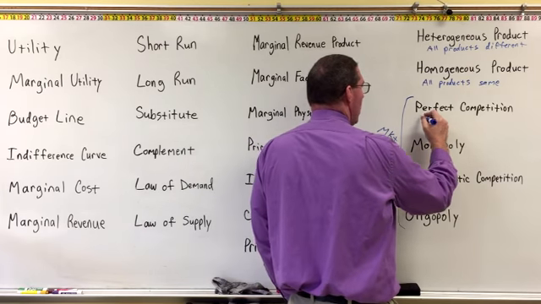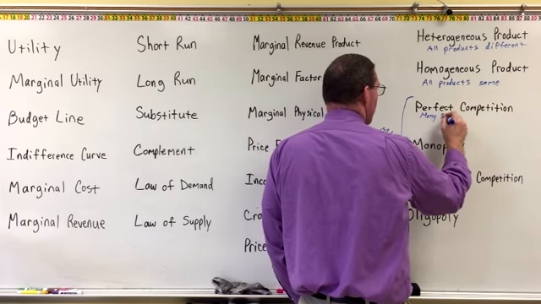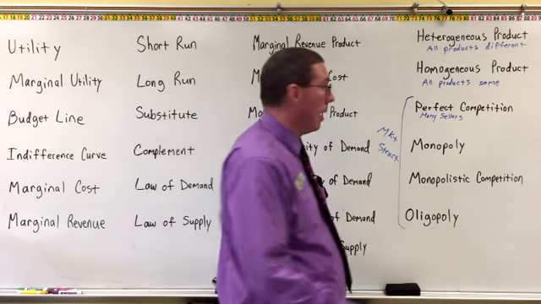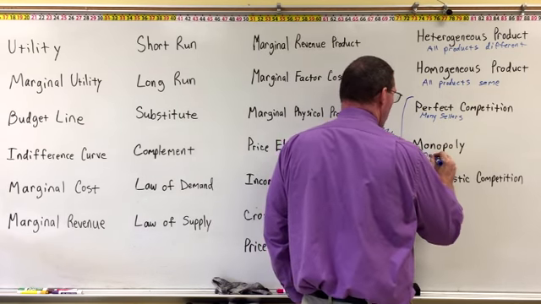Perfect competition has many sellers. Now, they all have many buyers. But in perfect competition, there's many sellers. In monopoly, there's one seller. In monopolistic competition, also many sellers. In oligopoly, there are few sellers, right?